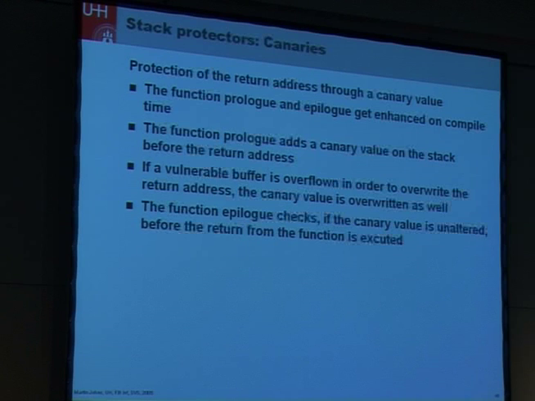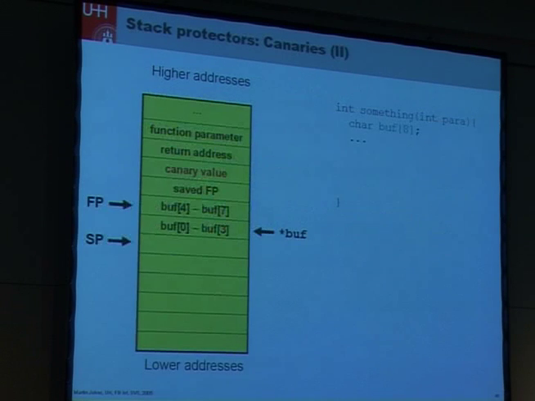We've seen in the presentation right before me how the function prologue and epilogue look. The prologue does some stuff on the stack, and the epilogue does some pops. Those stack protectors add some code to the function prologue and epilogue to check if the canary is still valid. Just look at the example, then this should be easy to understand. We have a stack frame here with the function parameters, the return address, and then we have a canary value right in front of the return address.